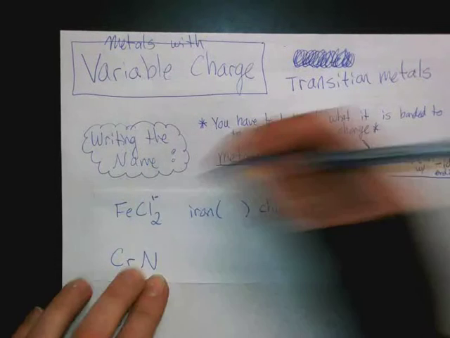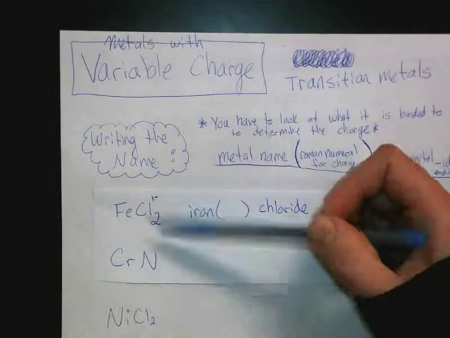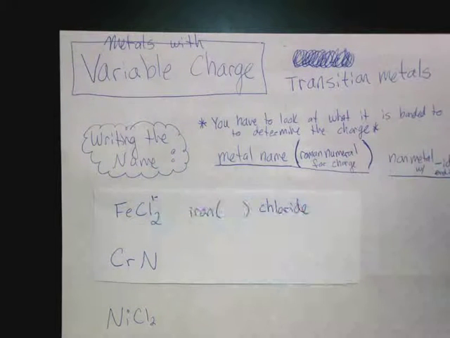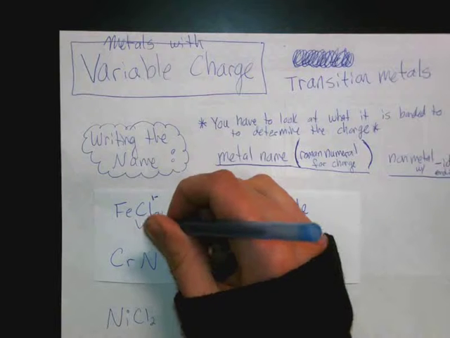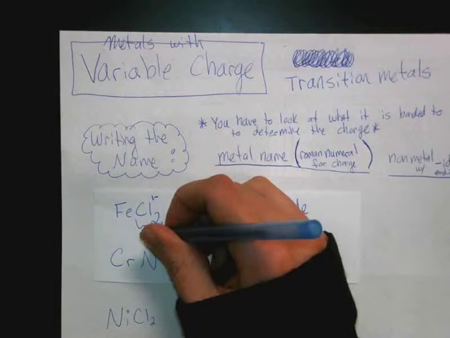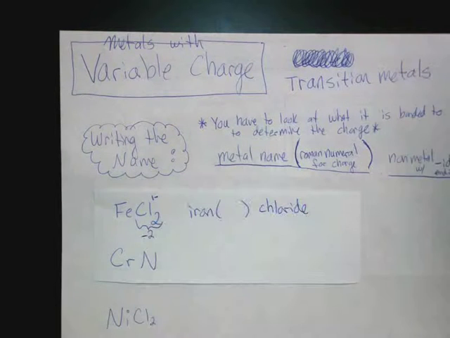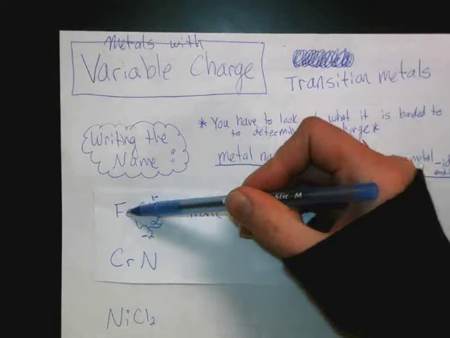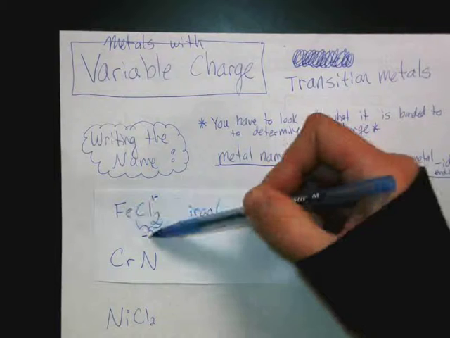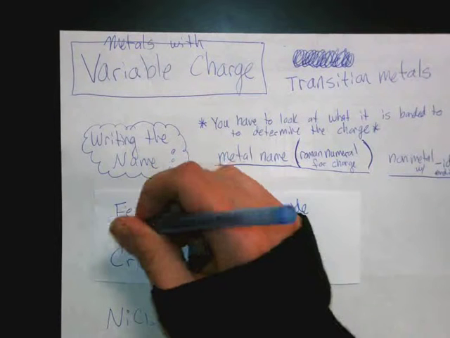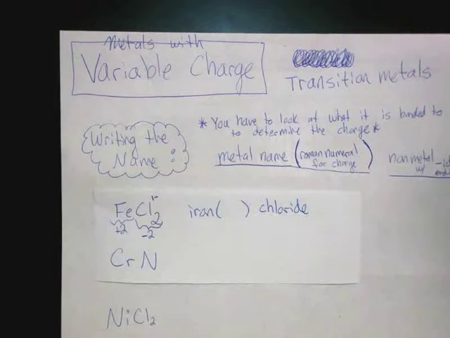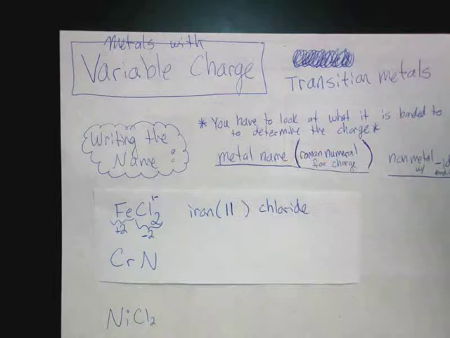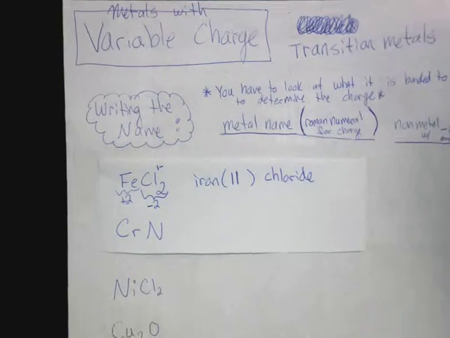Now, I have 2 of my chlorines. Each of them is a -1 charge. So my total negative charge is a -2. I have to have my iron charge balance this -2. So iron has to be a +2. So I'm going to put a Roman numeral 2 in my parentheses.